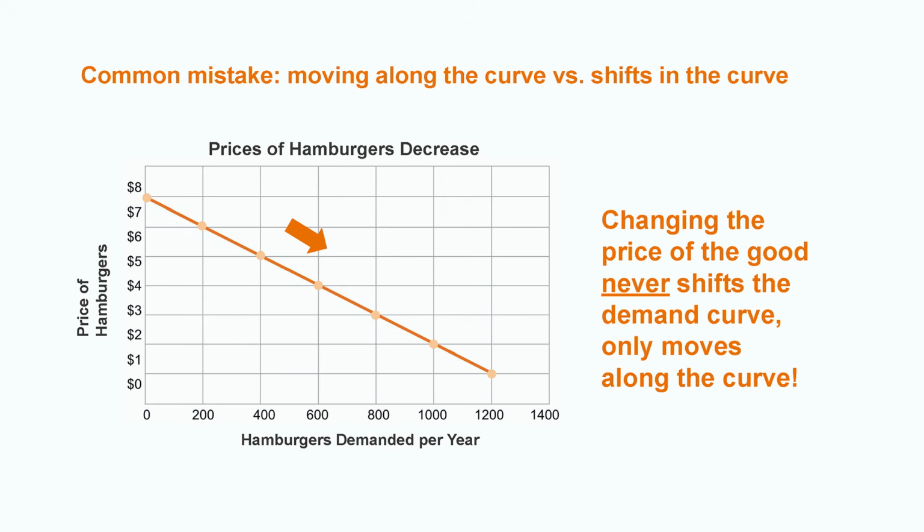So for example, if the price of hamburgers goes down, say from $5 to $4, then the quantity demanded might go up from 400 to 600, but you can see that that's just going along the path of the curve itself. That's not actually shifting the curve. So remember, changing the price of the good never shifts the demand curve, only moves along the curve.